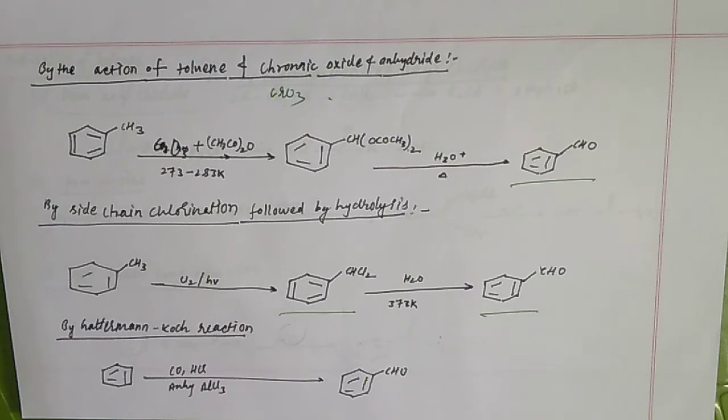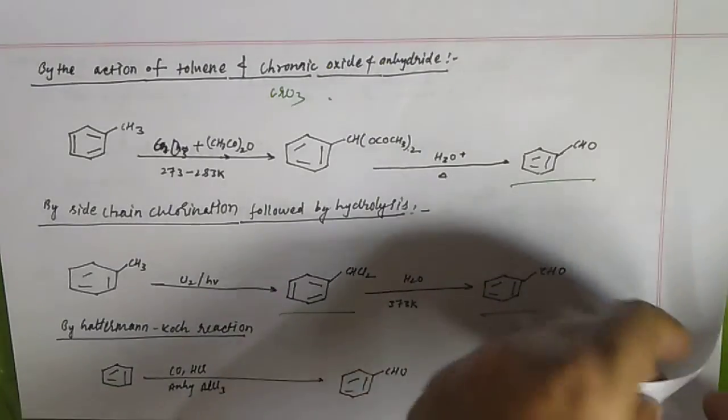But here, in the Gattermann-Koch reaction, we are preparing the benzaldehyde. So how are you preparing the benzaldehyde? Take the benzene and heat it with carbon monoxide and HCl in the presence of anhydrous AlCl3. It will directly give the benzaldehyde.